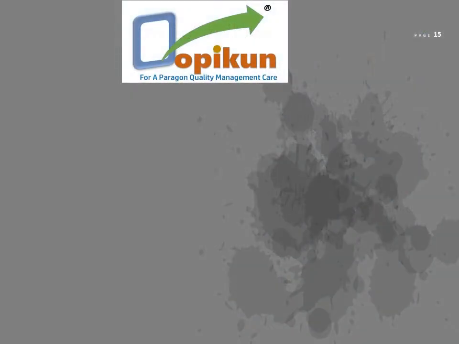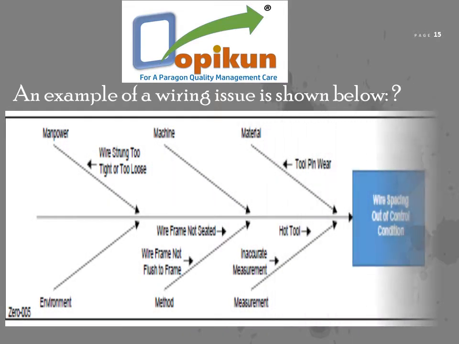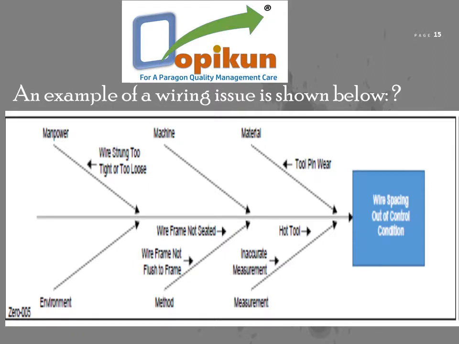An example of a wiring issue is shown below. Please carefully observe the fishbone diagram and see how the fishbone shows the problem in the chart.